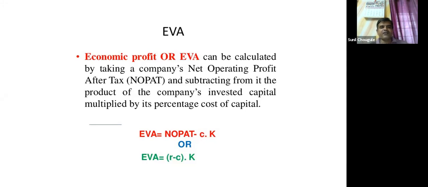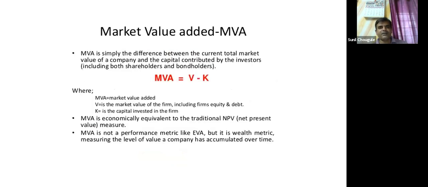EVA is equal to NOPAT, net operating profit after tax, minus the company's invested capital, or EVA is equal to (R minus C) into K. This is the formula for how EVA is calculated. Numerical is not expected. I am once again telling you.